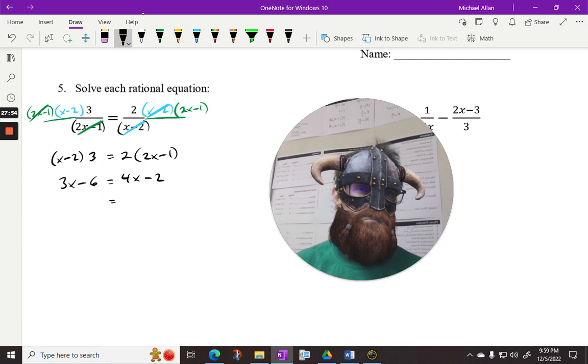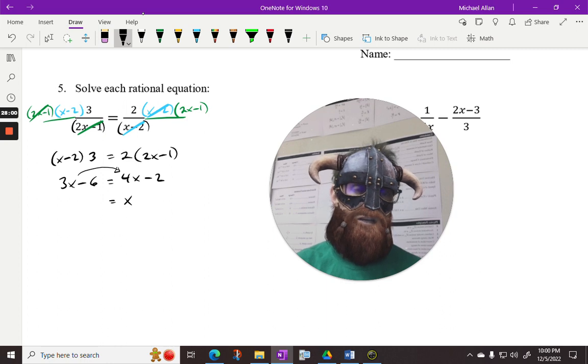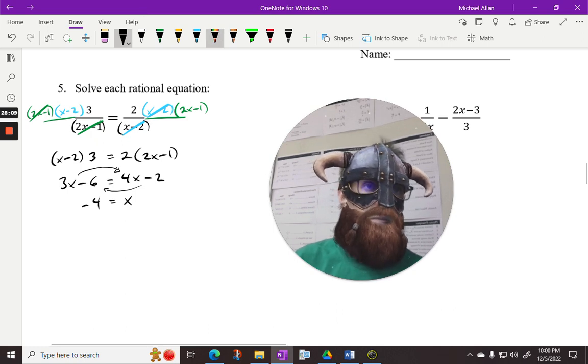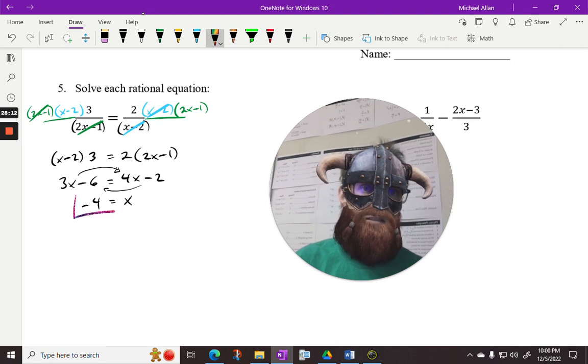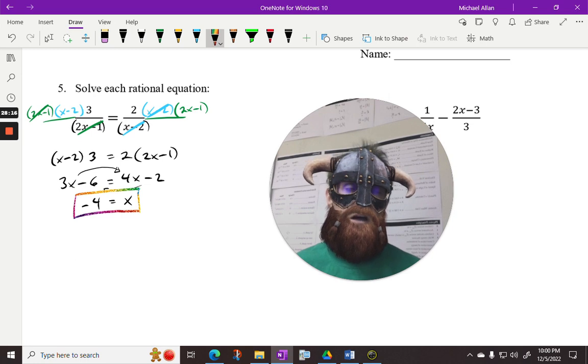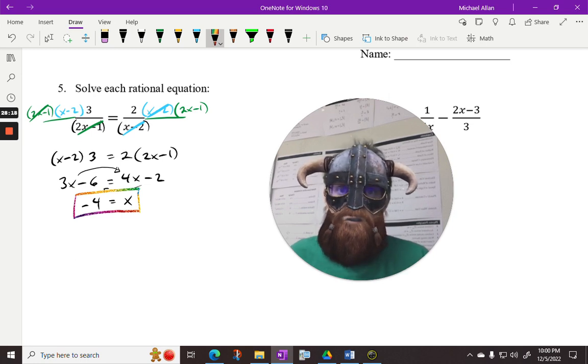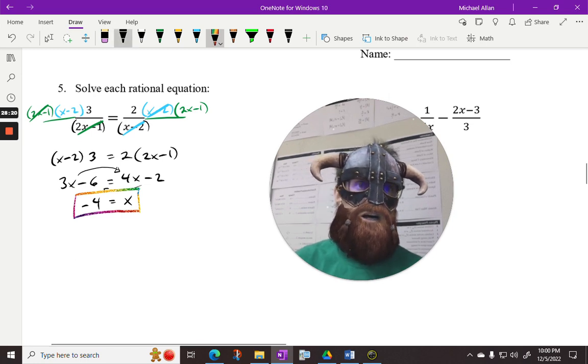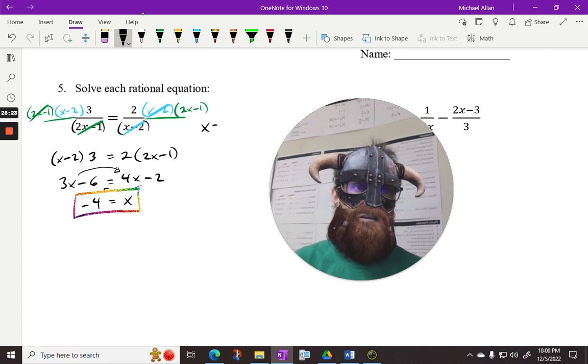So what I'm going to do is minus the 3x over to this side. All right, so I minus it over, so I just get x. 4x minus 3x is 1x. And then I'm going to add the 2 over to this side. So I get negative 4. So it looks like x is equal to negative 4. Now, assuming that we did everything correct, and as long as this is not a non-permissible value, the answer should be okay. Now, my non-permissible values, let's double check. X cannot be 2.5.